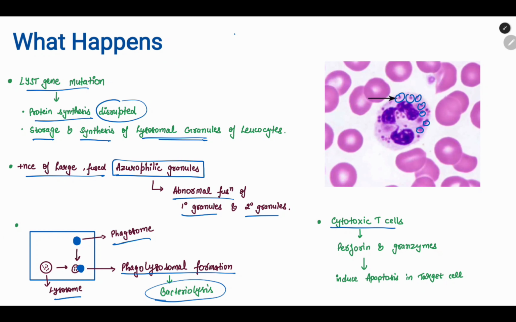Also, the cytotoxic T cells release perforins and granzymes, which induce apoptosis in the targeted cells. Due to the defect in this LYST gene, the formation and release of perforin and granzymes decrease, and hence apoptosis is not induced, due to which the person also becomes susceptible to viral infections.